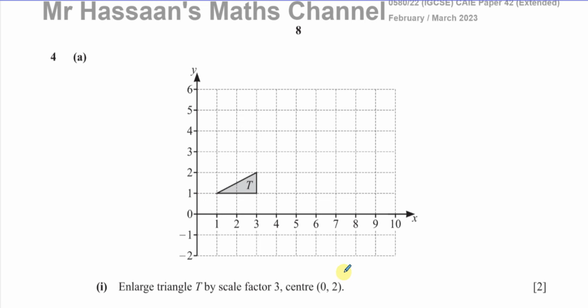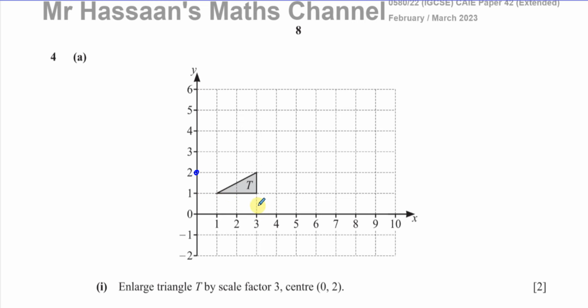Now, what I like to do with enlargements is use vectors. First of all, I'm going to identify the center. Remember that X is the first coordinate and Y is the second coordinate. 0, 2 is on the Y-axis at 2. That's the center of enlargement. The scale factor is 3, so the triangle at the end should be 3 times as big in terms of length. So this length will be 6, this length will be 3, and so on.